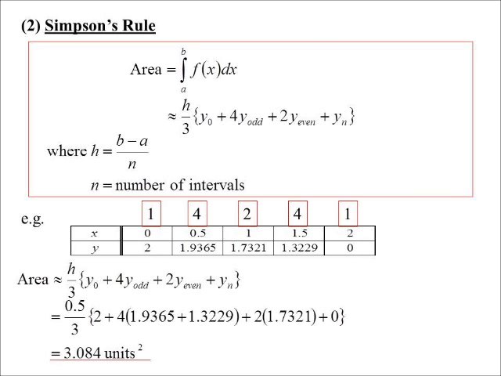All right, let's sub into it then. 0.5 on 3, 2, 0, they're the end ones, 4 times the odd ones, so y1 and y3, and 2 times the even one, the one in the middle, 3.084, certainly a lot closer to pi. And in fact, that estimate turns out to be 1.8% error.